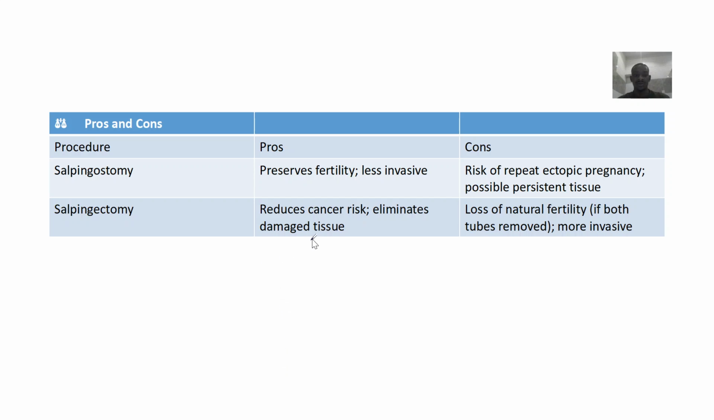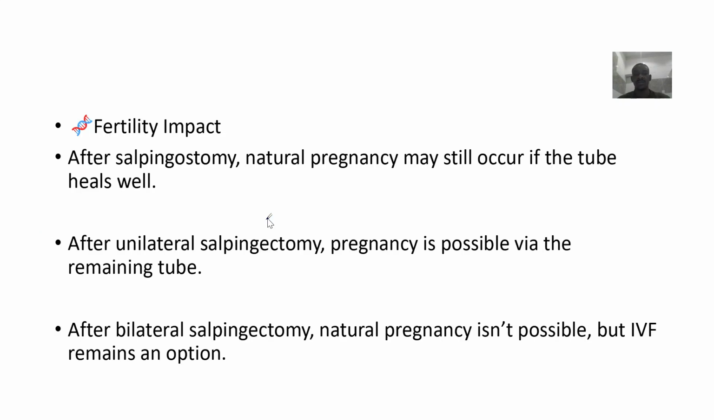So this is just the pros and cons, salpingostomy and salpingectomy. You can pause to look at it, because our channel is more of a study channel, so you can pause to look at it. So, fertility impact. After salpingostomy, natural pregnancy may still occur if the tube heals well, after removing the blockage. But after unilateral salpingectomy, pregnancy is possible, via the other tube.